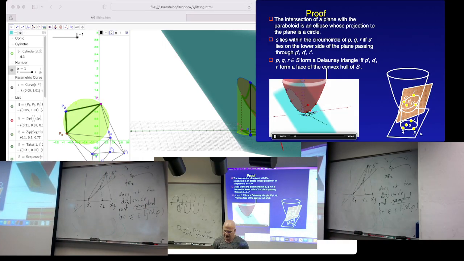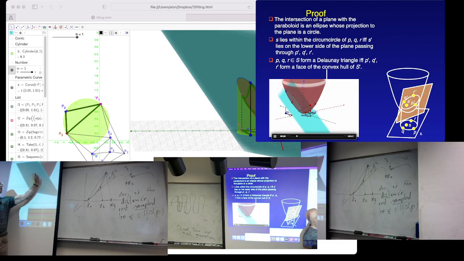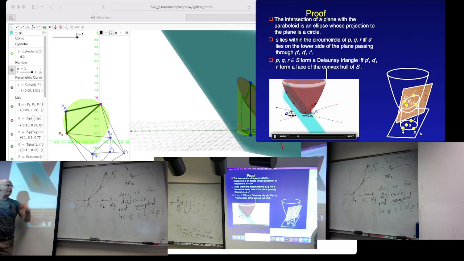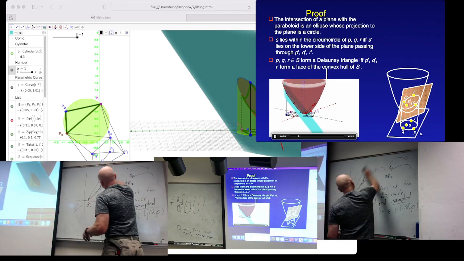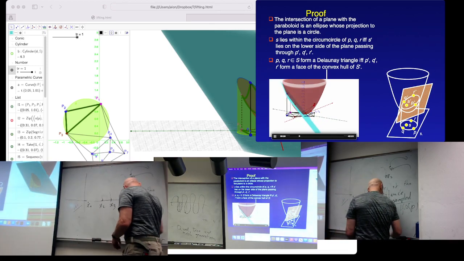Everybody cool with these hand-wave proofs? Not exactly a proof, but you'll see what this plane cuts from the paraboloid, this plane cuts the paraboloid. Let's draw it in 2D.